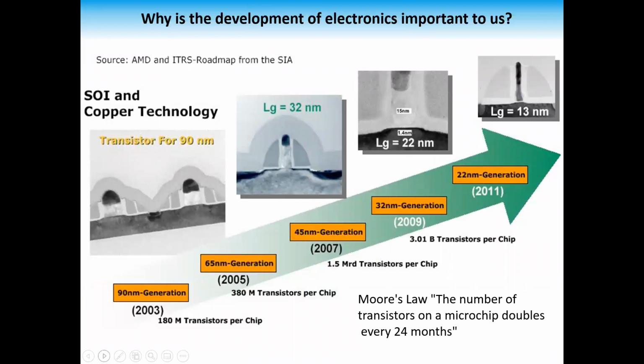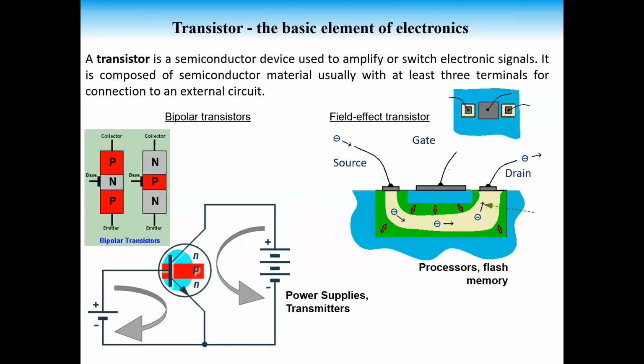The most popular law that describes the development of modern electronics is Moore's law. The number of transistors on a microchip doubles every 24 months. The graph shows a decrease in design standards, which is necessary for an increase in the number of components.